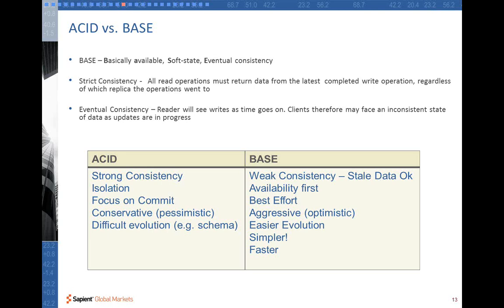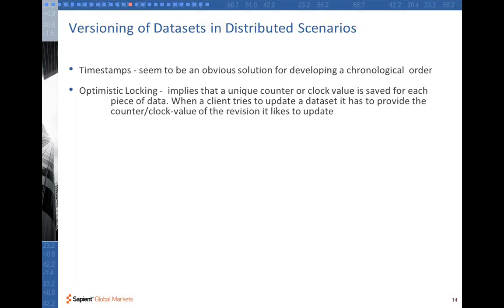Now we move on to another interesting concept, versioning of a data set in a distributed scenario. This is fairly important because if a data set is distributed among nodes, it can be read and altered on each node. And now strict consistency is ensured by a distributed transaction protocol. The question arises of how concurrent modifications and versions are processed and to which value a data set will eventually converge. There are several options to handle these issues. Obvious ones are timestamps and optimistic locking.